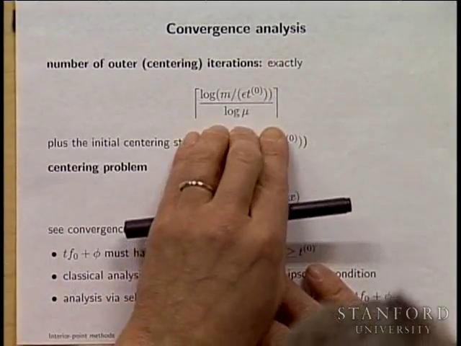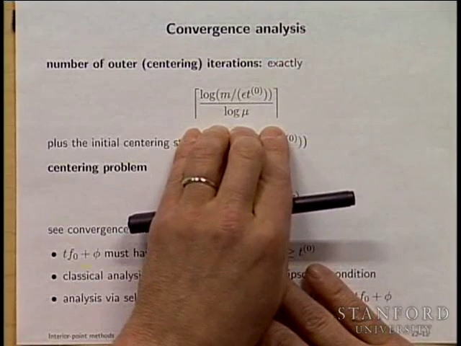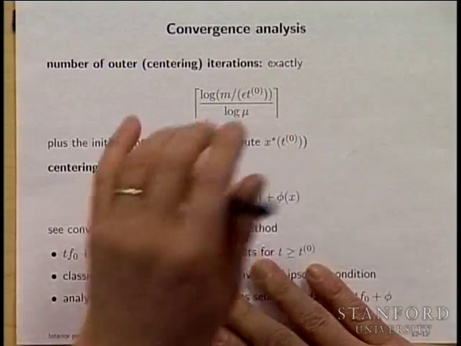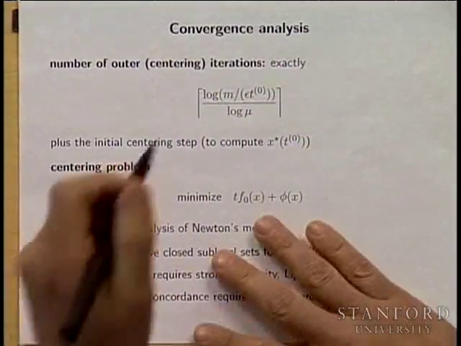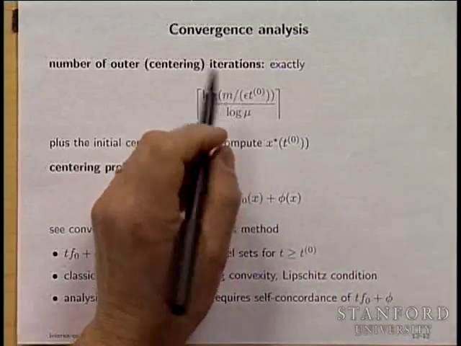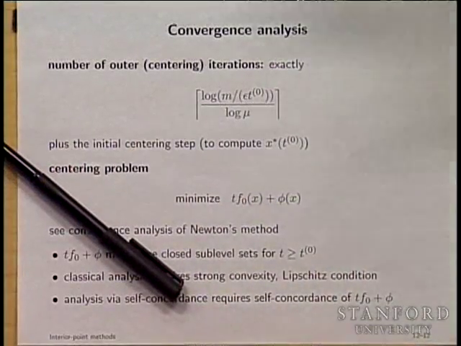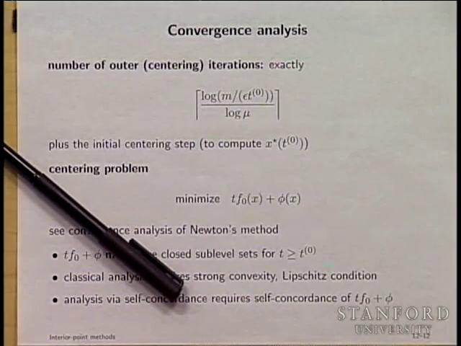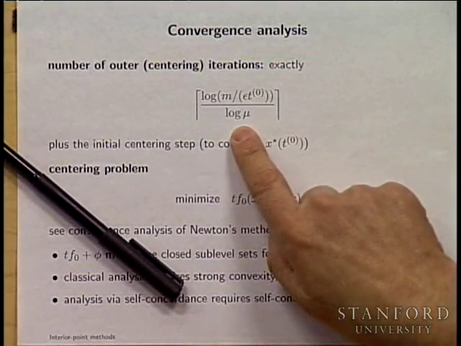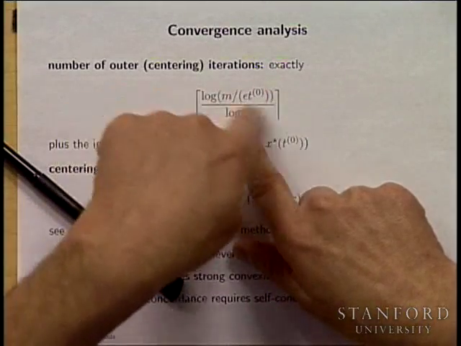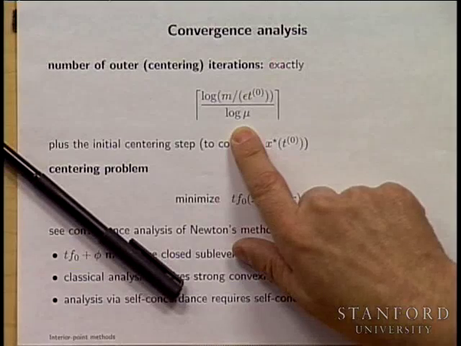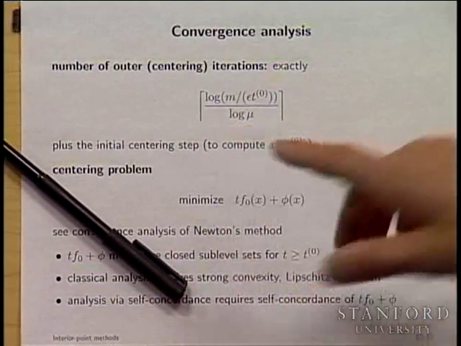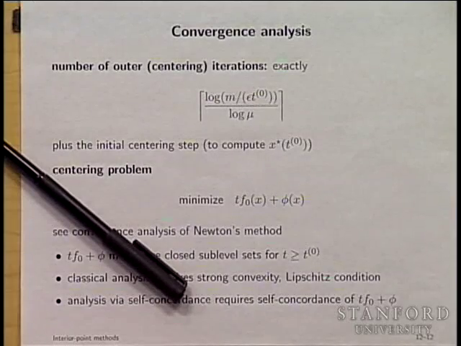Okay, so how does this work? Well, you can say the exact number of steps. It's very simple. It's log of m over epsilon t0, divided by log mu. The duality gap after the first step will be exactly m over t0. Then each time you do an outer step, that shrinks by a factor of mu. So you can immediately work out the exact number, and that's a ceiling of this. That's the number of outer steps it takes, period. Notice it has nothing to do with anything but t0, epsilon, mu and m.